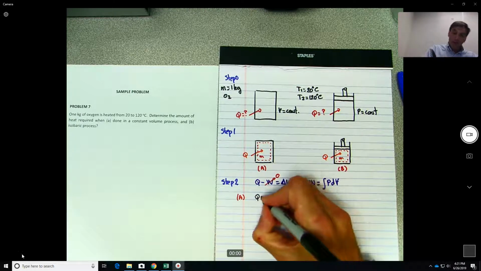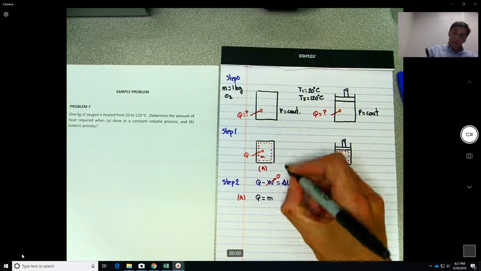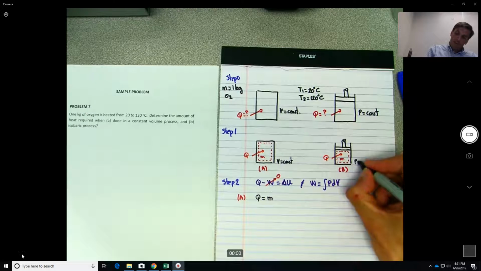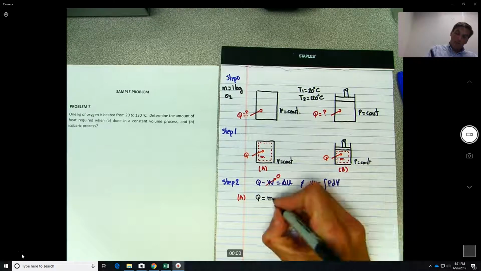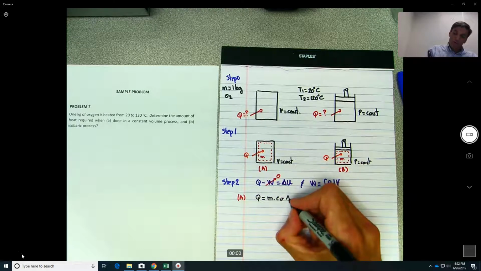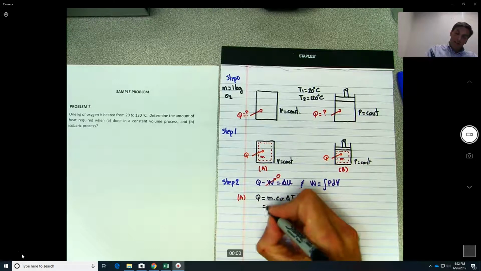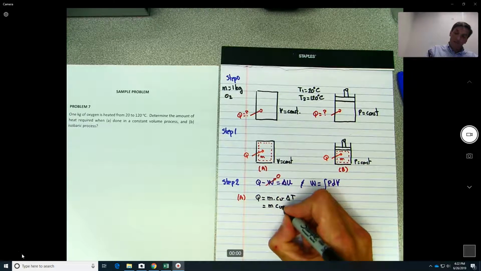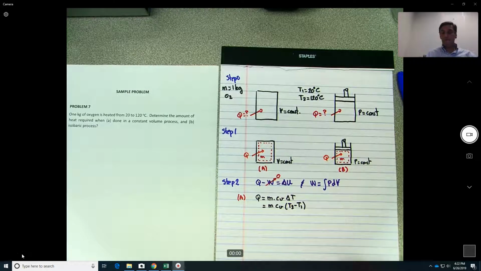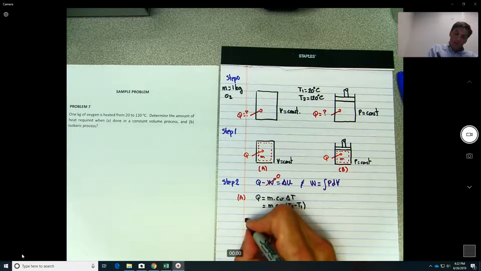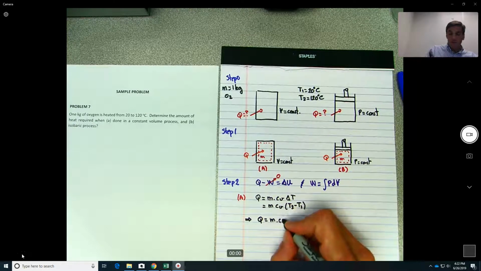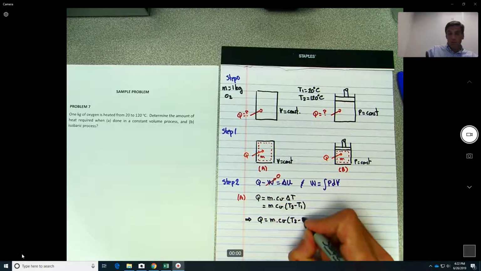And for case A, what will you have? Q equal to m, V constant, so we have C sub V for specific heat at constant volume, delta T. This will be equal to m C_V (T2 minus T1). Okay?